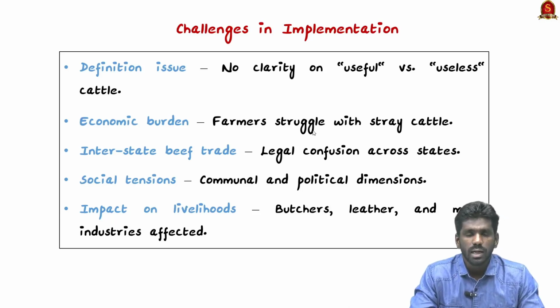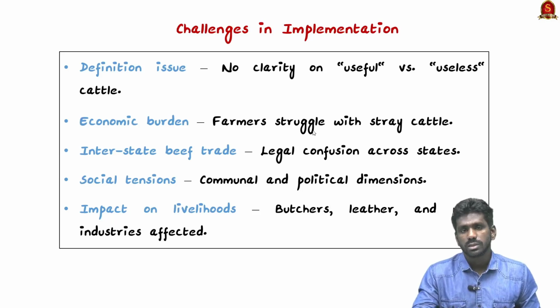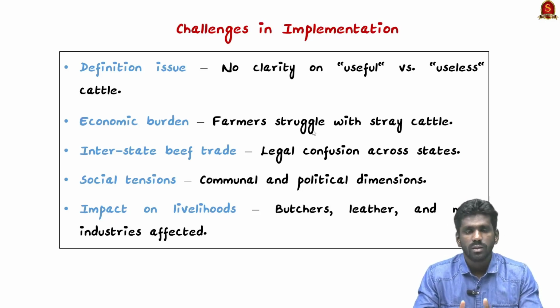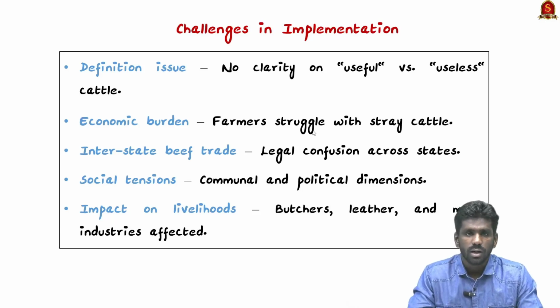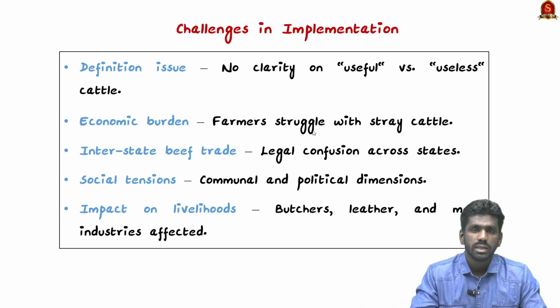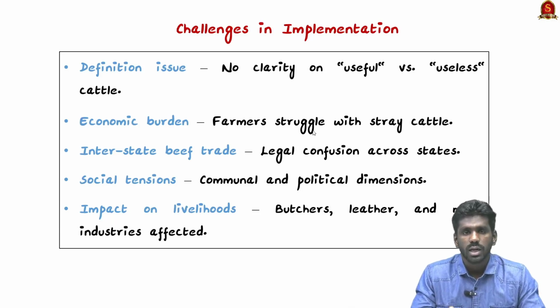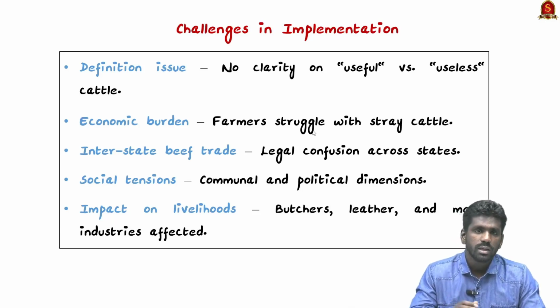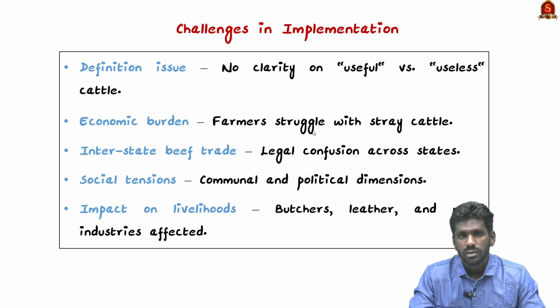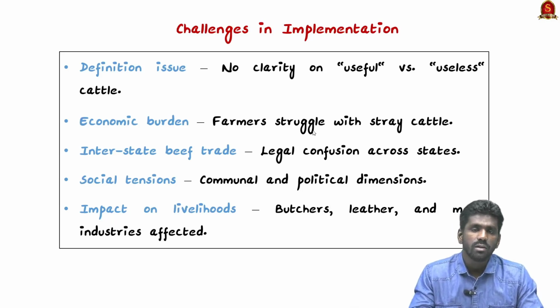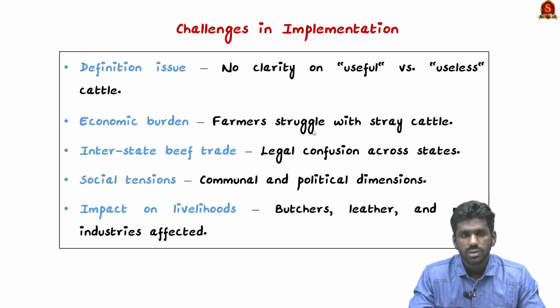Now let us see the challenges regarding the implementation of the cow slaughter ban. The first challenge is defining useful and useless cattle. As we saw earlier, the Supreme Court has said that cow slaughter can be allowed for unproductive cattle and it can be banned for productive cattle. But who decides whether it is productive or unproductive cattle? That is, who decides whether it is useful or useless cattle? So this definition is a major challenge in the cow slaughter ban. There is no clear definition of when a cattle becomes useless and can be slaughtered. So this is a major problem.